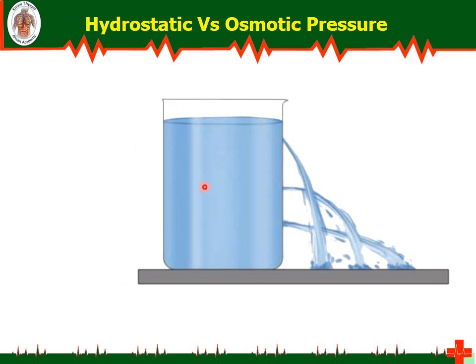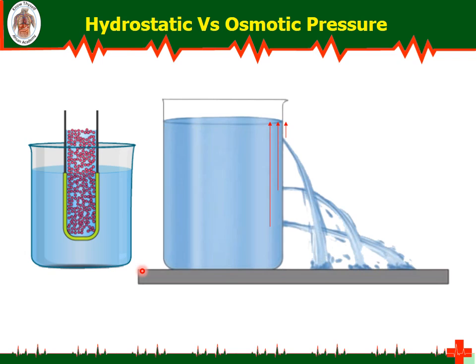You can see this is a container with water. This has several openings at different levels. So the water column pressure is less here, relatively more for this, and maximum for this opening. Because of the change of pressure, the flow strength is different. This is called hydrostatic pressure, the pressure of the water column. The pressure exerted by the water, flowing water, is also known as hydrostatic pressure.